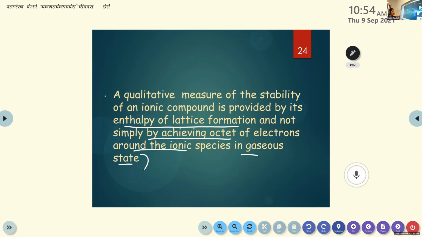It's not only because of the octet of electrons surrounding the atom, but also due to the enthalpy of lattice formation, the energy required for lattice formation. We will learn details about this lattice enthalpy in the next topic. A qualitative measure of the stability of an ionic compound is provided by its enthalpy of lattice formation and not simply by achieving an octet of electrons around the ionic species in the gaseous state. So lattice enthalpy plays a key role in the formation of ionic compounds. It is required for their proper stability.